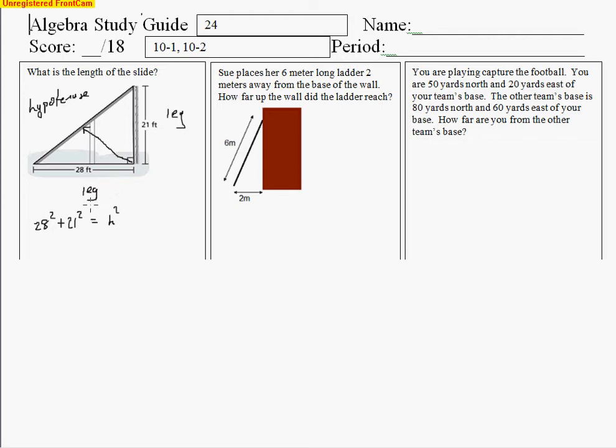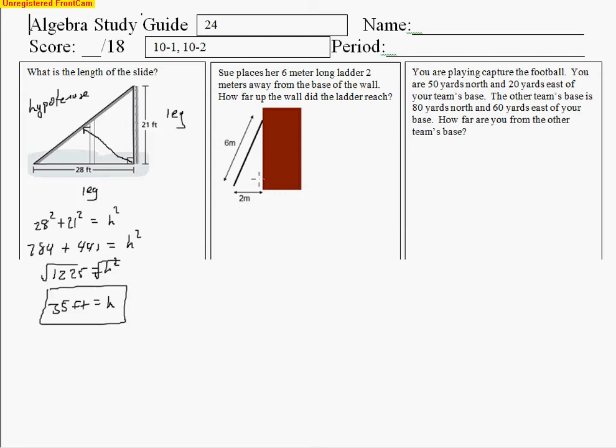And so when I go ahead and square the 28, that gives me 784. So 784 is the value of 28 squared. 21 squared is 441, and that equals h squared. So I add these two numbers together, I get 1225 equals h squared. So I take the square root on both sides, and that'll give me just h, because the square root will cancel out the squared symbol, and the square root of 1225 is 35 feet.